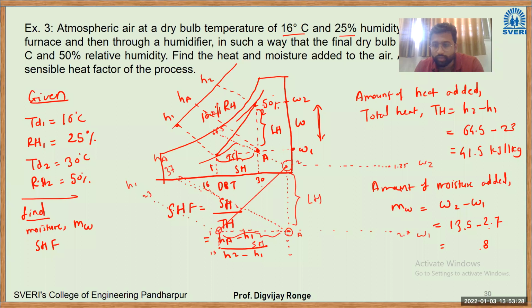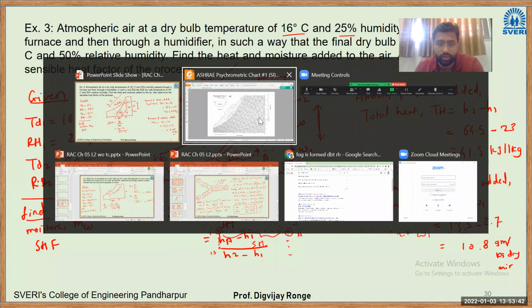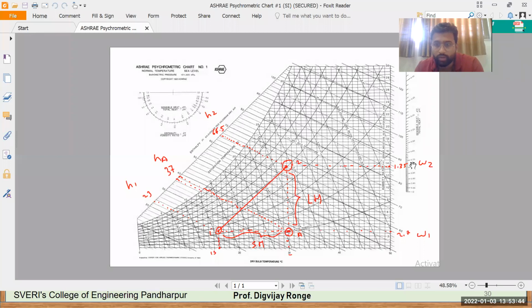So the moisture added is 10.8 grams of water vapor per kg of dry air. This is a very important unit, grams, so you have to check for the unit. I will show you the unit here in the chart. You can check the unit here of the specific humidity. Here it is grams of moisture per kilogram of dry air.